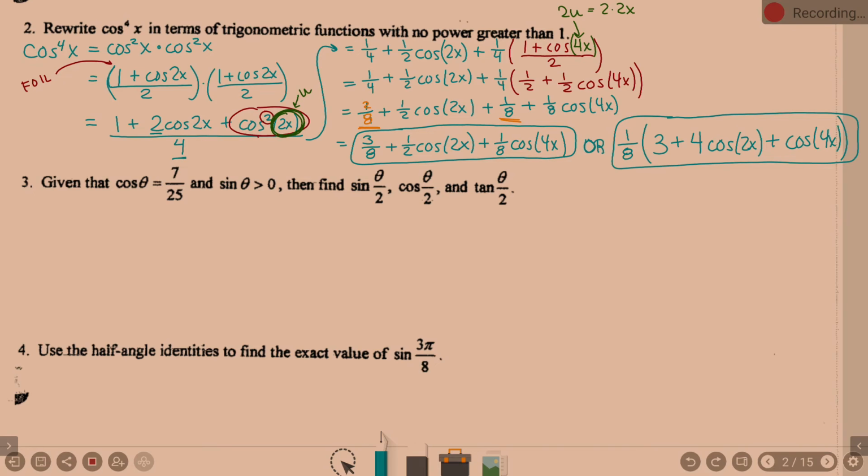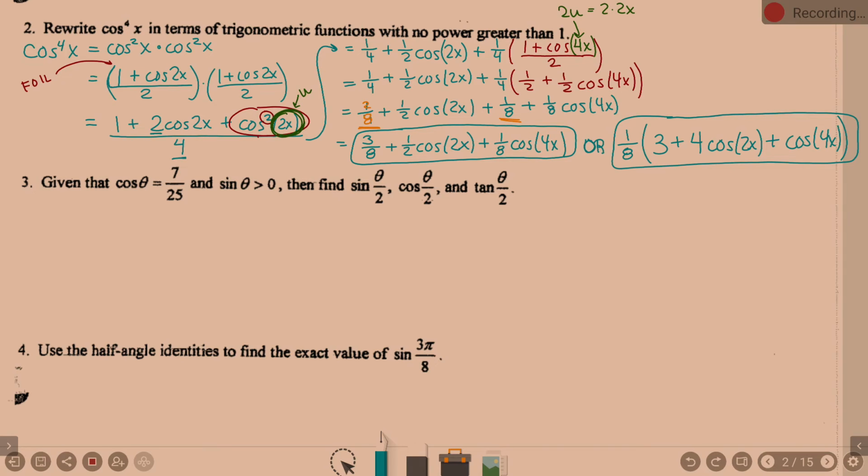Okay. Let's try 3 then. Given that cosine of theta is 7/25 and sine of theta is greater than 0, find sine of theta over 2, cosine of theta over 2, and tangent of theta over 2. And without anything else, I'm being told quadrant 1.